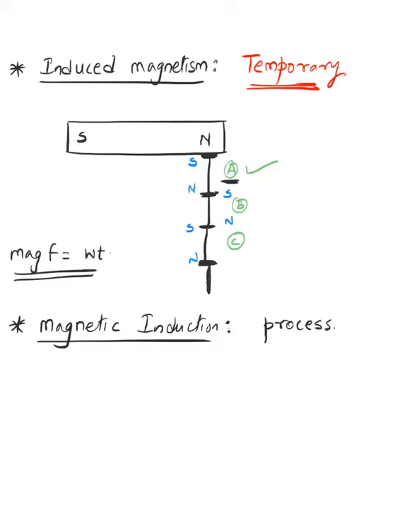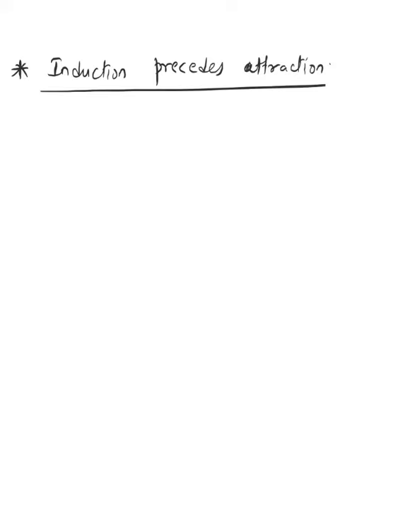Now next thing, there is a give reason, which is again very important. And in most of the schools now they ask this give reason. The give reason is: explain why induction precedes attraction. You have to know the literal meaning of the word precedes. So induction precedes attraction. What does it mean now?